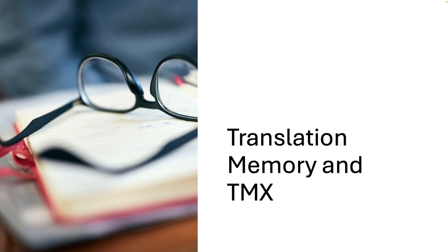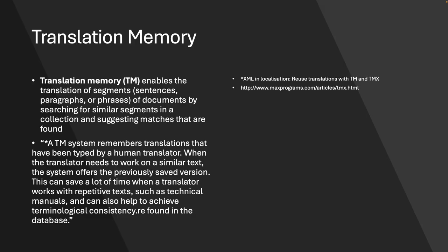The first one we'll talk about is translation memory and TMX. Translation memory enables the translation of segments, sentences, paragraphs, or phrases of documents by searching for single segments in a collection and suggesting matches that are found. And this quote comes right out of the XML Localization Reuse Translation with TM and TMX page on the Maxprograms website, Maxprograms being the maker of the tool that we use.